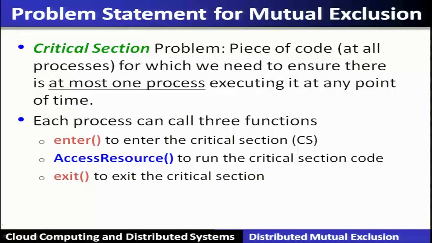So for mutual exclusion, we have seen a piece of code which is going to be very crucial to ensure that it is accessed by at most one process at a time, and this becomes the critical section problem. To pose this problem, there are three functions defined for a critical section: one to enter the critical section.